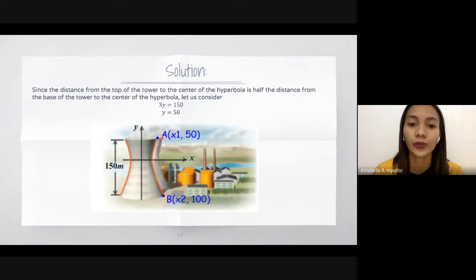Okay? So, here at the top, we have a point with x1 and y equal to 50. And here, since it is half, we have the base at y equal to 100. 50 plus 50 is 100, the one at the bottom. Next.